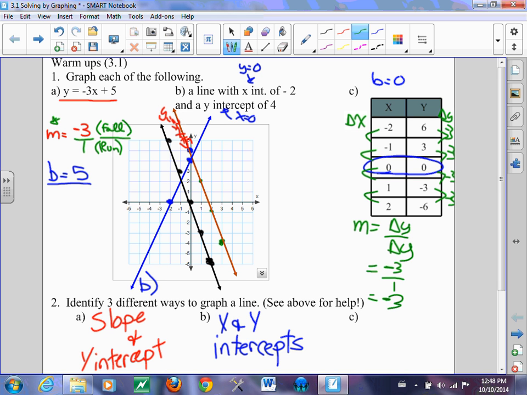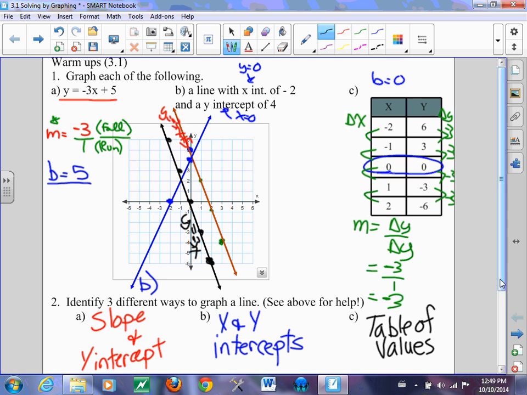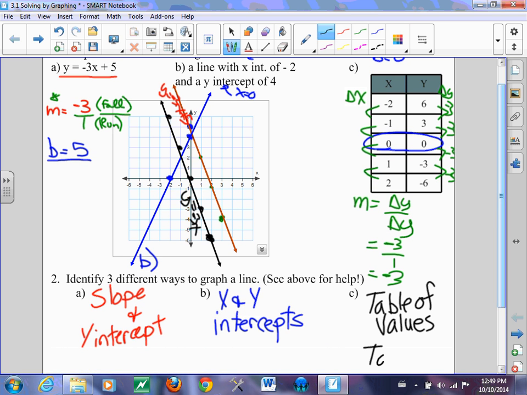So therefore, you can give me that equation. Now we can plug that in. y equals slope, which is negative 3x plus 0, which is just negative 3x. You don't add the plus 0. All right. So the third method, ladies and gentlemen, is table of values. So those are 3 ways you can draw a line. And sometimes instead of writing table of values, you might see me use T of V. That's the short form for table of values.